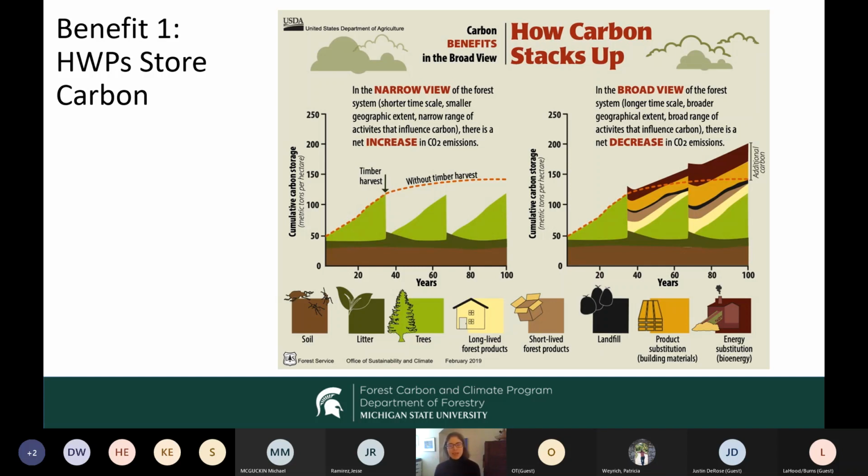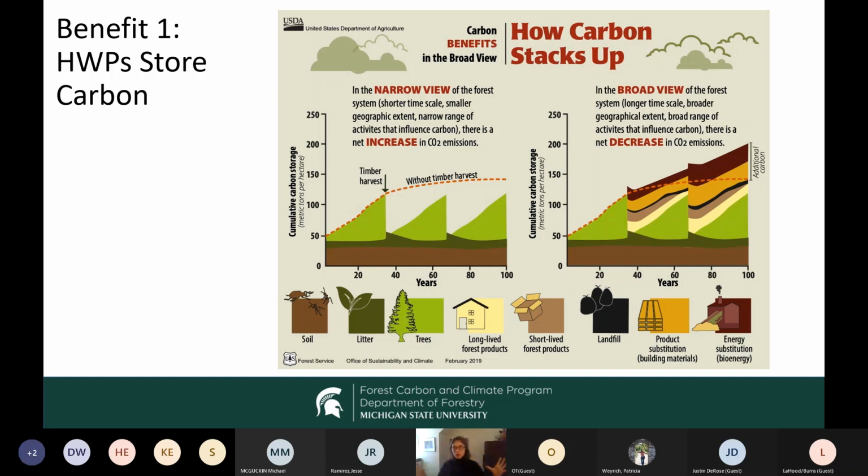So on the left-hand side, the left-hand figure, if you follow the green mountains there, as the trees grow in the forest, carbon accumulates. That's the storage we're looking at. Then as you harvest at year 37 or so, the carbon in the forest drops because it's been harvested. Then we see growth again, and harvest and growth and harvest. Right? So that's the traditional view of looking at carbon just in the forest ecosystem.